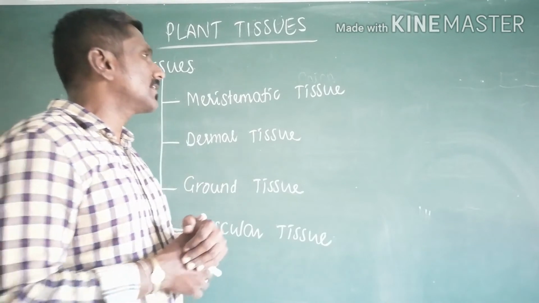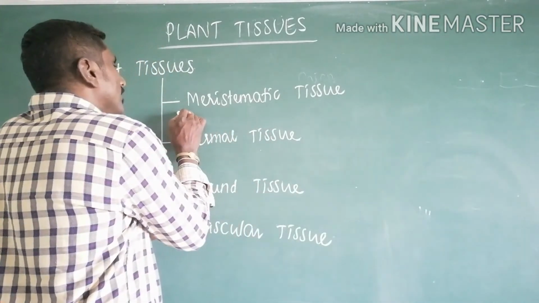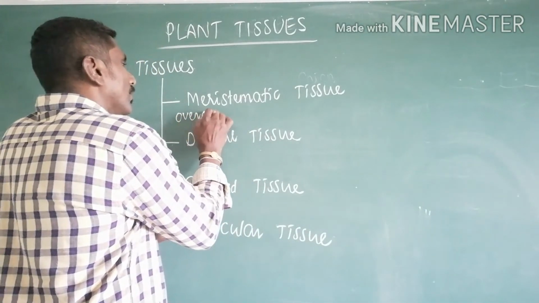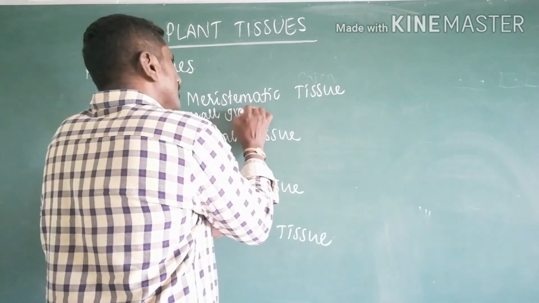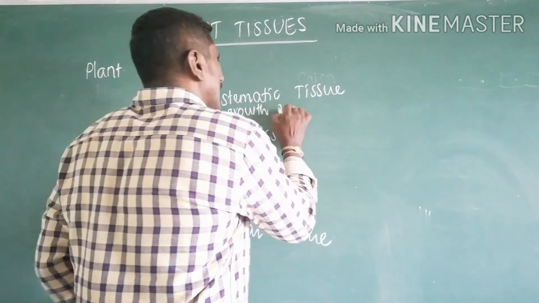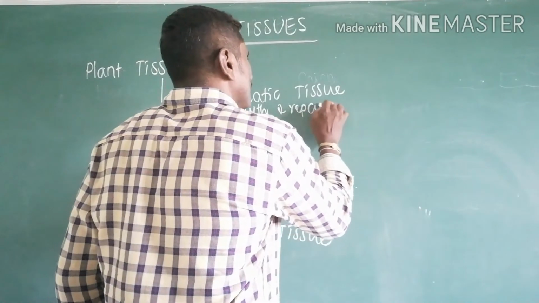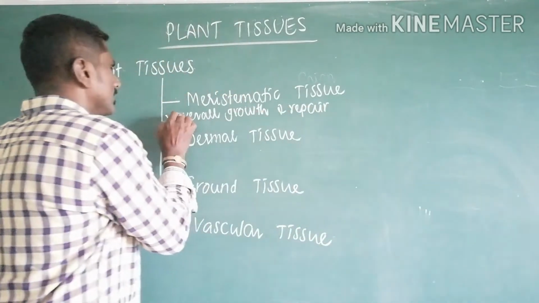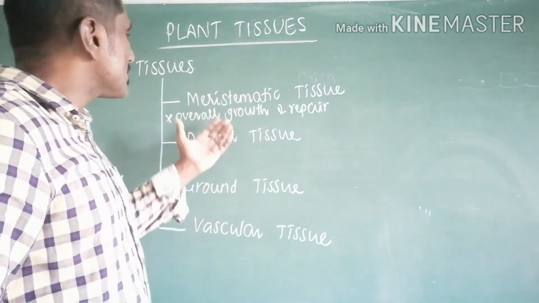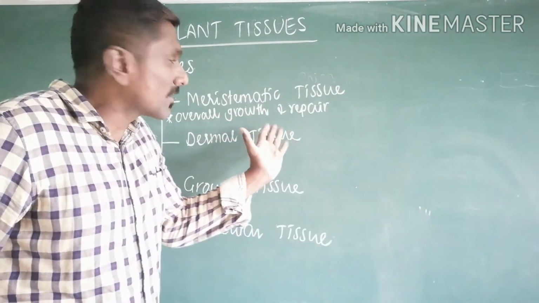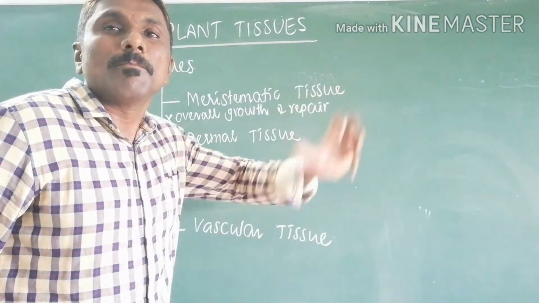The meristematic tissue is responsible for the overall growth and repair of the plant.